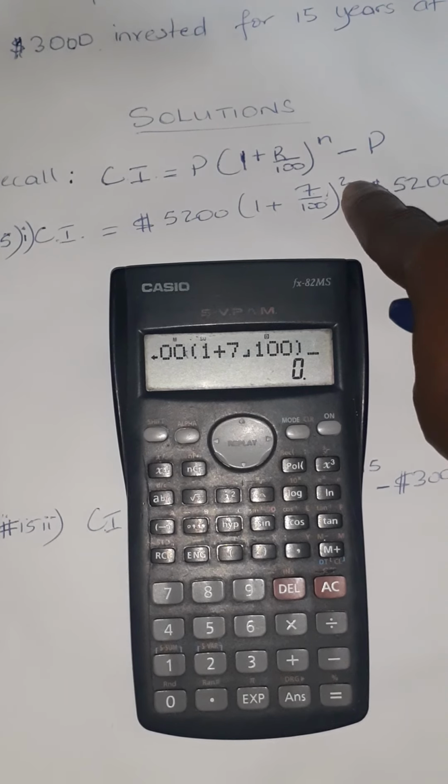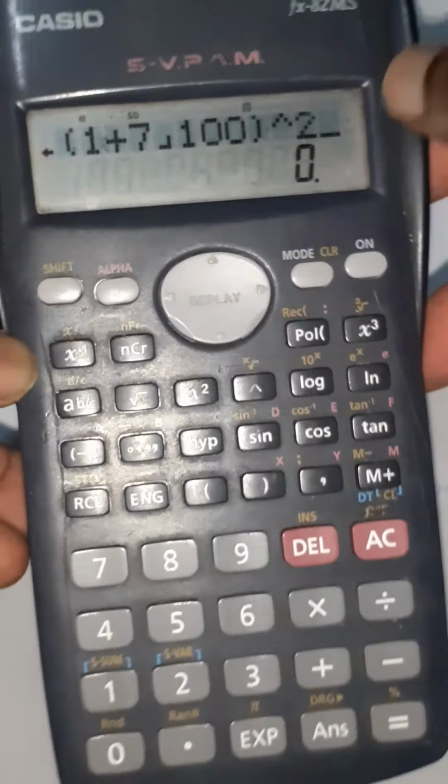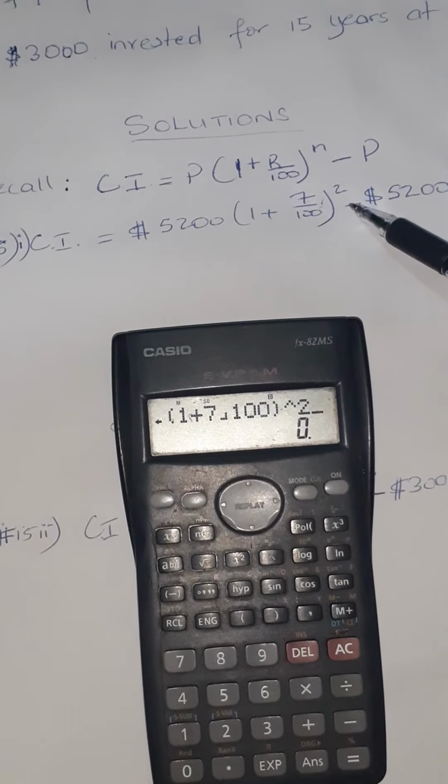Remember, that's a power. So it doesn't mean multiply by 2, no. It means raising to the second power. There are two ways to put that in your calculator. Let me show you up close. You could press this button here and get the 2 at the top. Or, let me delete it and show you the other way. You could press this button, which means to raise to a power, and then press 2. Either can work. But we're not finished yet. The next part to put in the calculator would be, good, to subtract 5,200. Very good, and that's our answer.